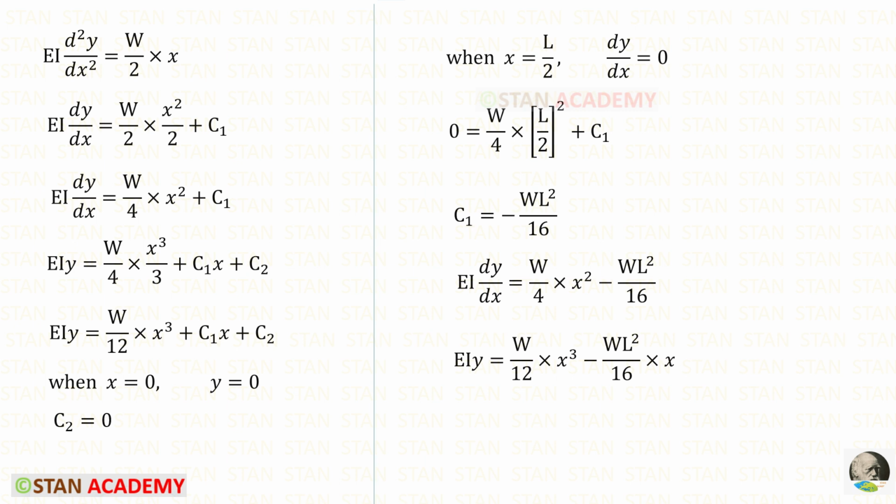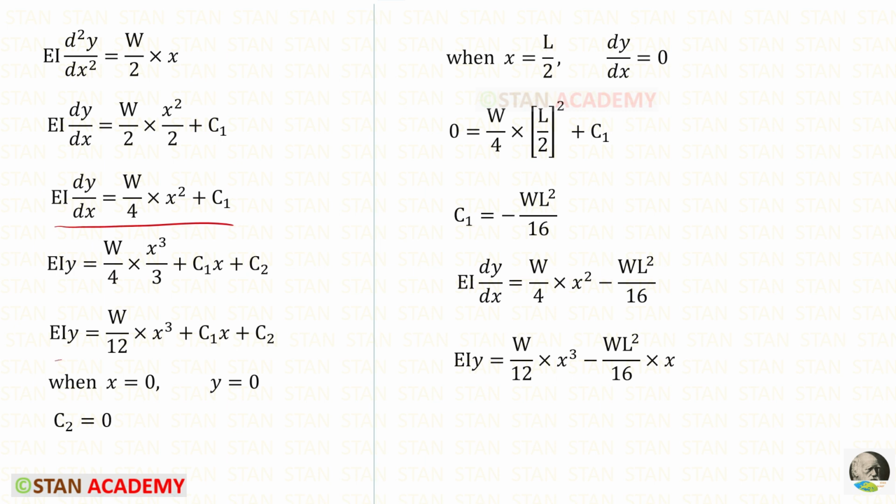The beam is subjected to a point load in the center. In this case, the maximum deflection occurs in the center. If there is maximum deflection, the slope will be 0. At the center, x will be L upon 2. When x is L upon 2, the slope will be 0. In this equation, let us apply both of them. In this way, for C1, we will get this.